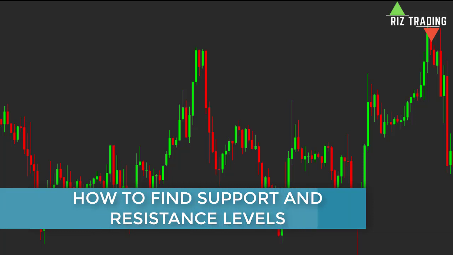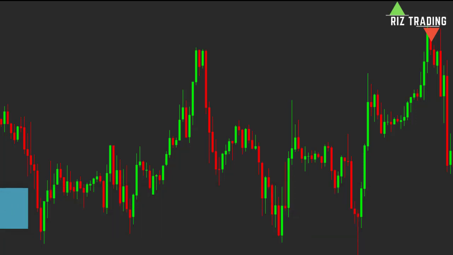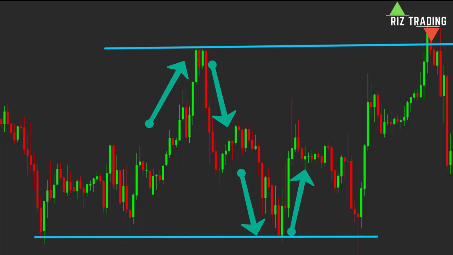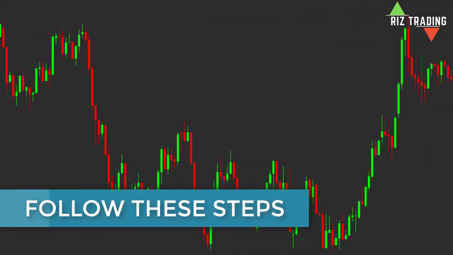You can use any time frame you want, whether it be 1 minute or weekly. You just need to see where price has moved up, hit a resistance level and reversed from it, or price has moved down, hit a support level and bounced back up from it. Those are very basic ideas of support and resistance. In order to find support and resistance levels, just follow these steps.